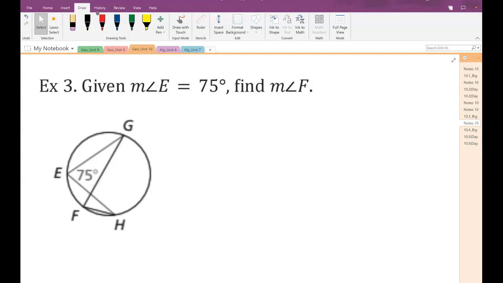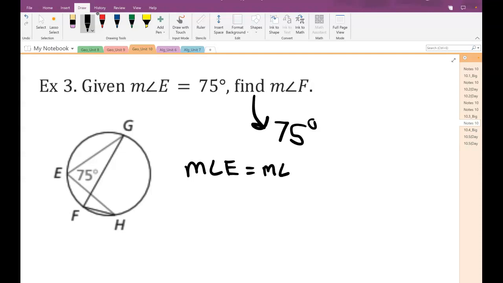So you could say, given angle E is equal to 75, the measure of angle F is right at 75 degrees as well. And that's just from the last theorem. Because the measurement of angle E is equal to the measurement of angle F. So E is 75, F has to be 75 as well.